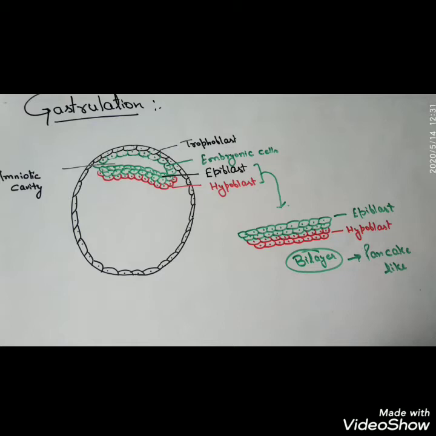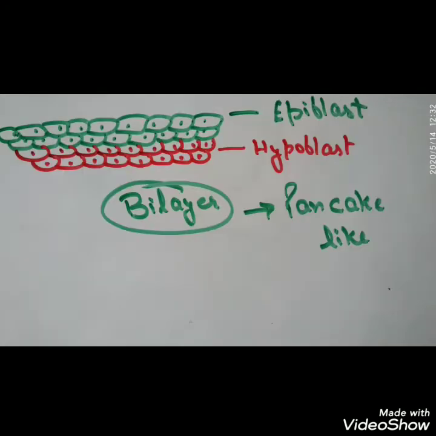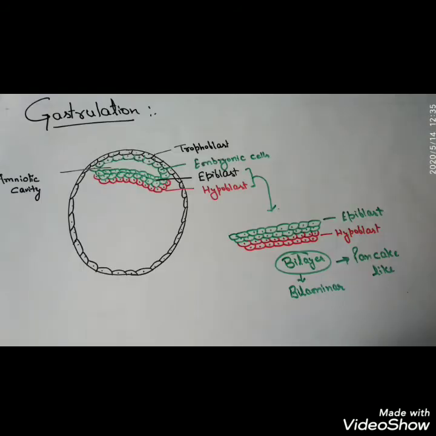Since these are two layers which are stacking one above the other, this structure is called a bilayer structure. Bi means two and layer means layers. So these two layers are stacking one upon the other. Since these two layers in superficial appearance seem to be as good as a pancake, we call these layers pancake-like layers. In the figure I have shown you a close look of these layers.